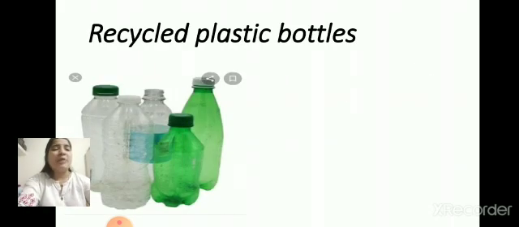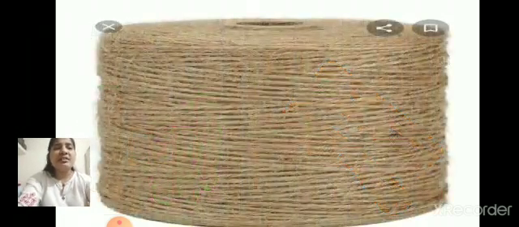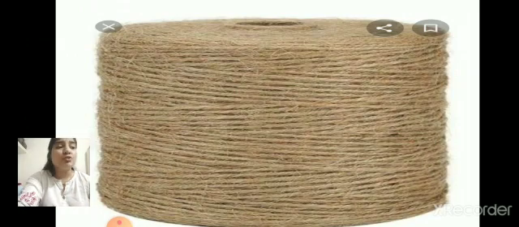So this plastic bottle which is not in use, we recycle it. Recycle it means we use it to make some new things. Okay, children. Then if you can see, what is this, children? Yes, this is jute, children.